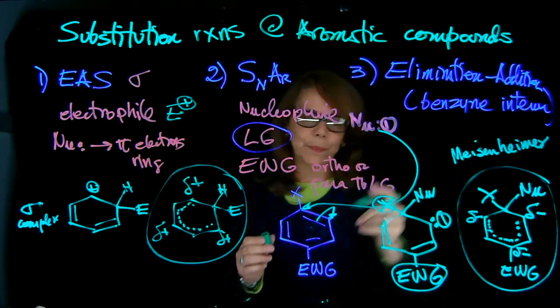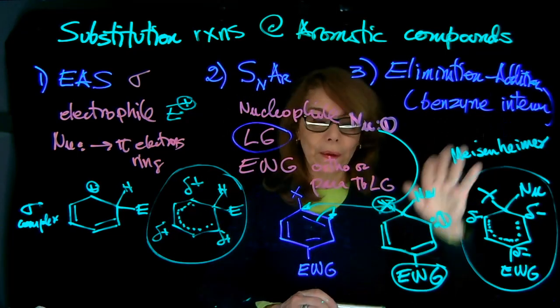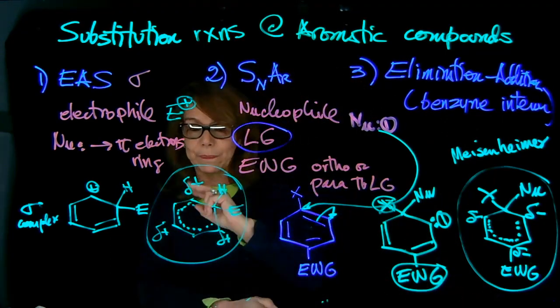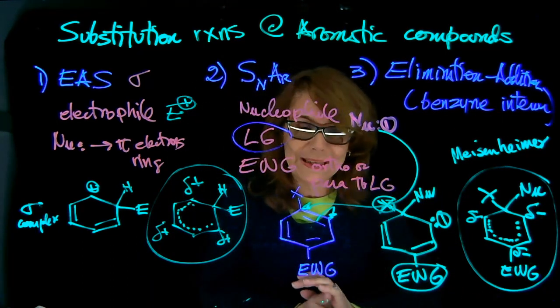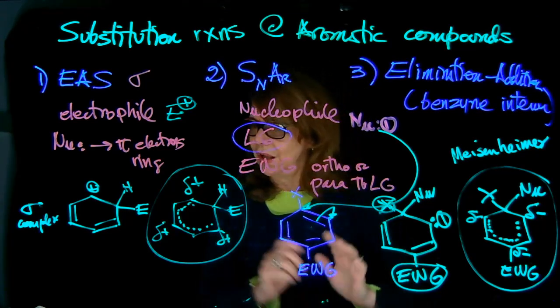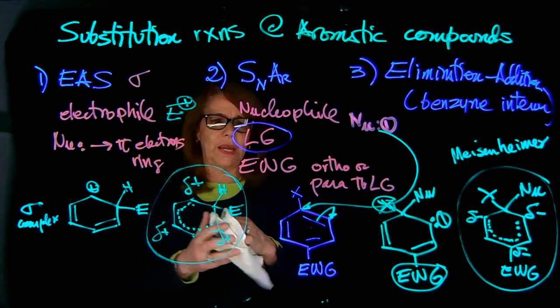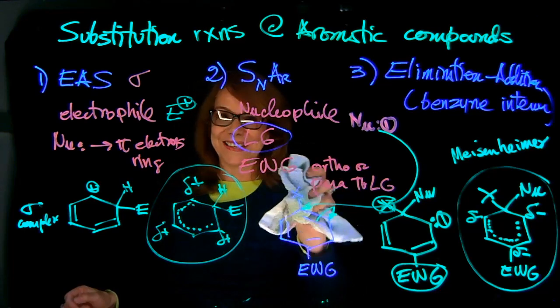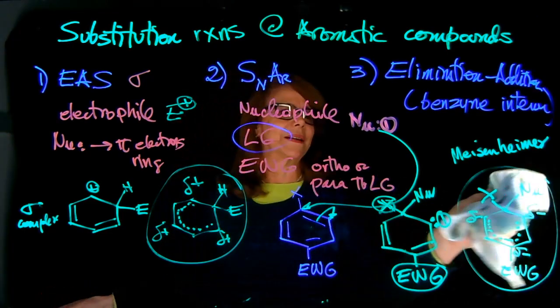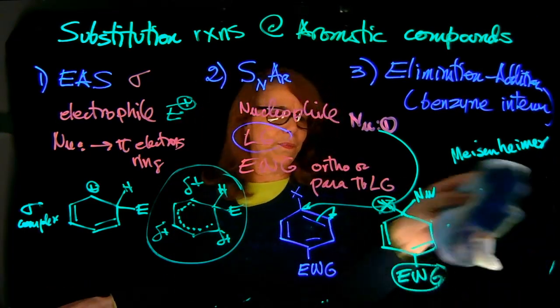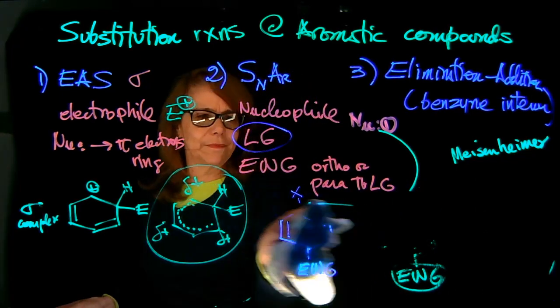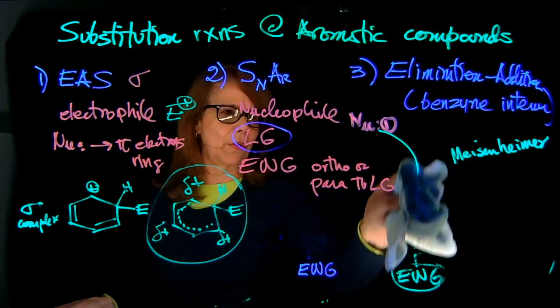And so the last mechanism doesn't go that way. It goes in two steps, but this time we're going to be doing elimination-addition. So now I'm just going to erase part of that because I need room to draw the last mechanism. Now we know how that is, and I'm just going to leave what is required.